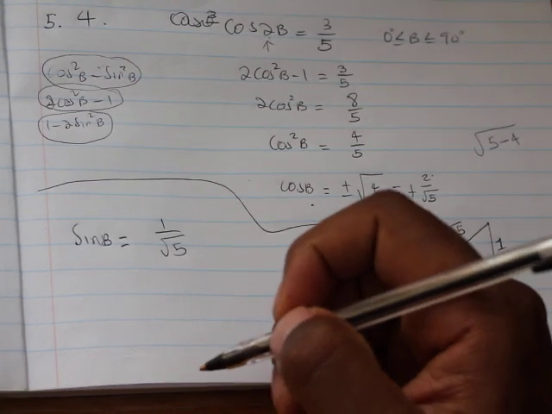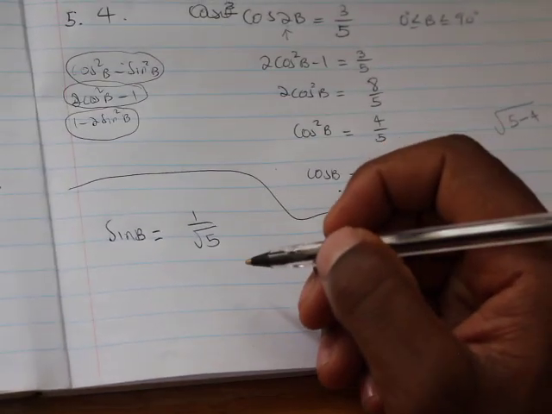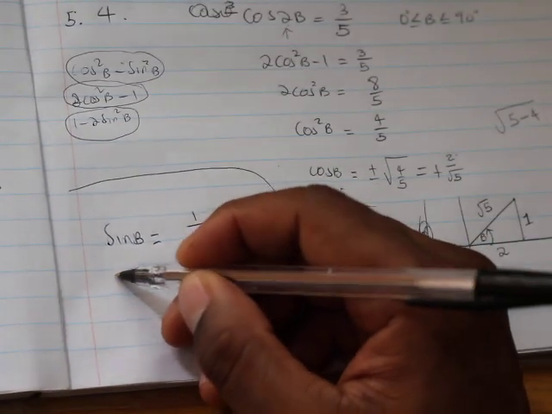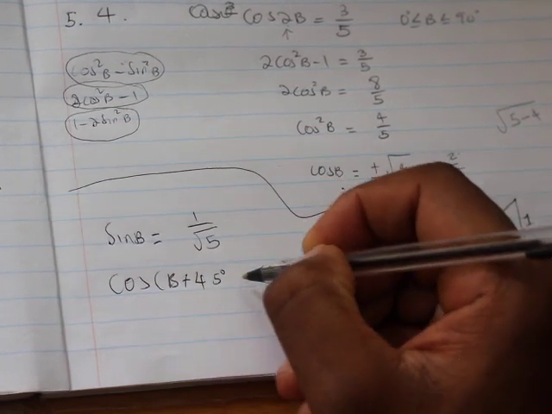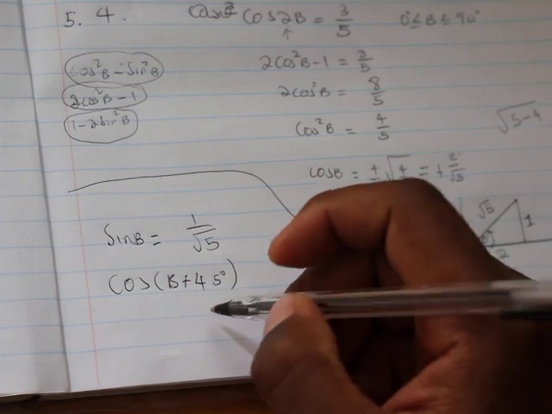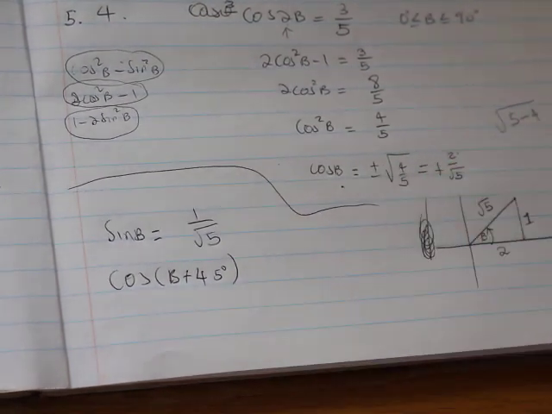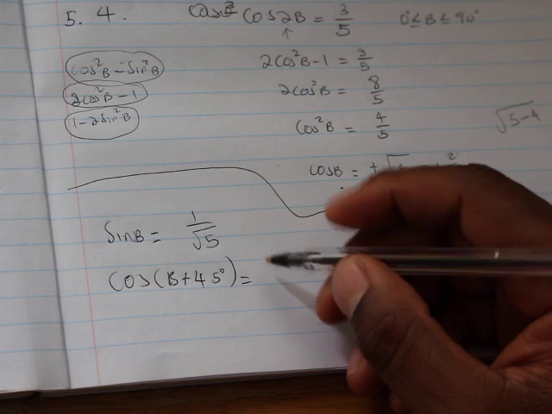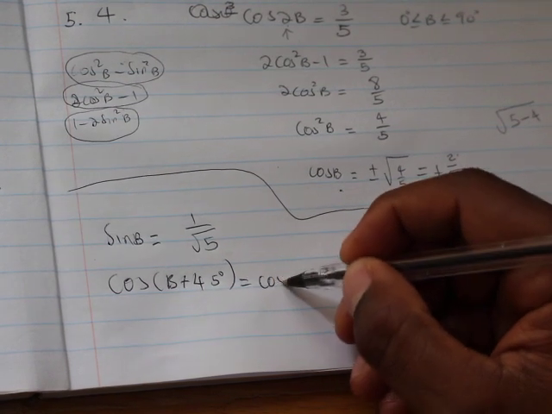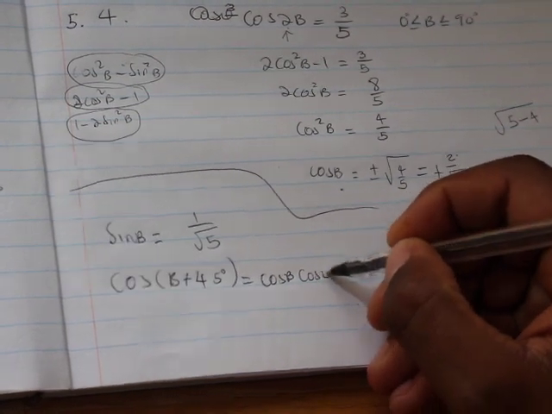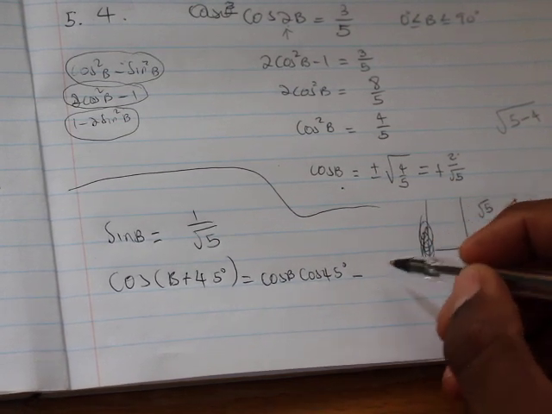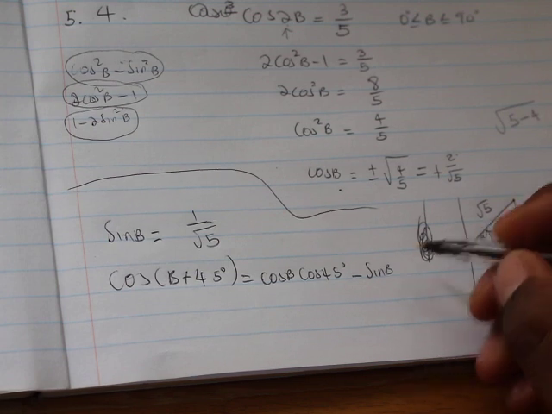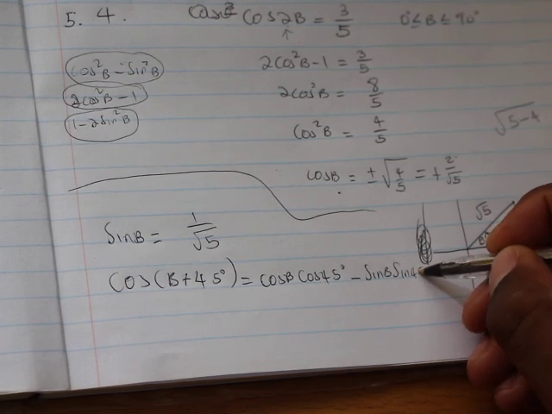Alright, and lastly we have to find the cosine of b plus 45 degrees. Yes, you guys know that 45 degrees is a special angle. So we're just going to expand this using the compound angle identity. So the cosine of b, the cosine of 45, and minus the sine of b, the sine of 45.